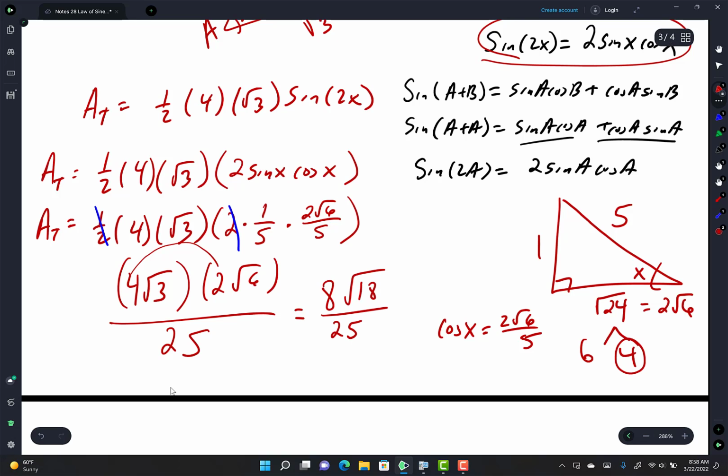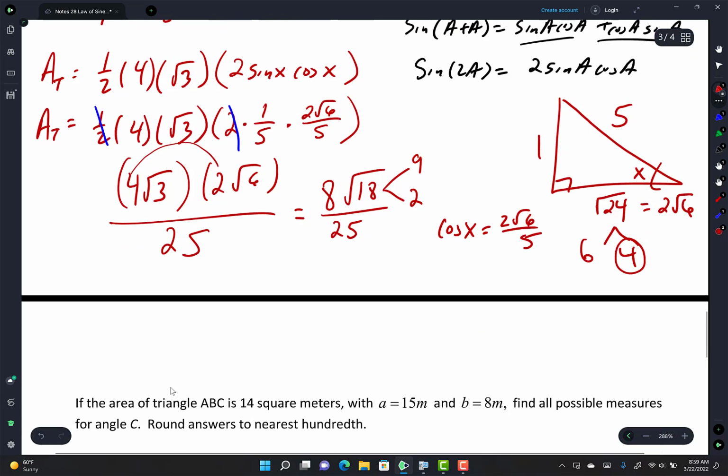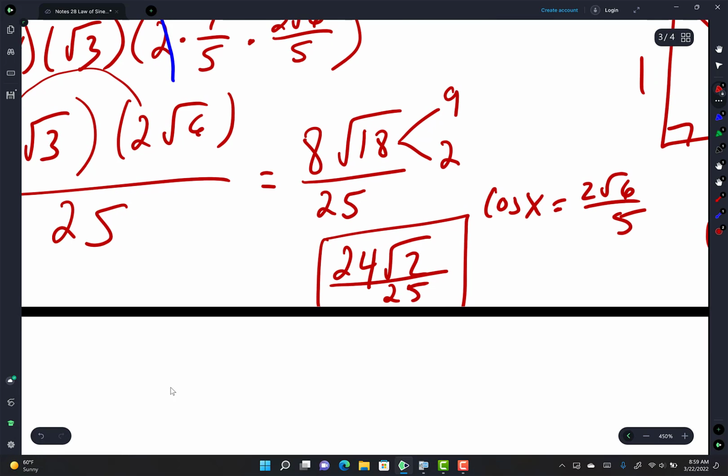You could leave it like that, but if it's multiple choice, that answer is not going to be in there. 18 breaks down to what times what? You can say 6 and 3, but then we'd have to break it down again. So what's a better one? 9 and 2. What's the square root of 9? 3. So what's 8 times 3? So 24 square root of 2 over 25 is my area. Do you see how we did it, guys? The 2 is because that's what you still have inside the radical. 24 square root of 2 over 25.